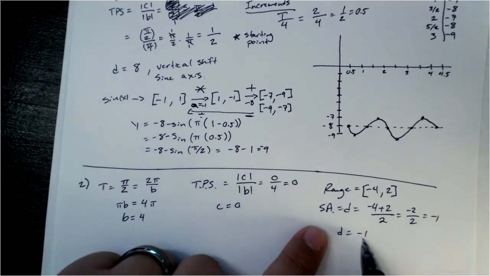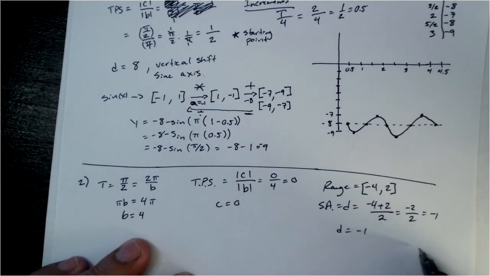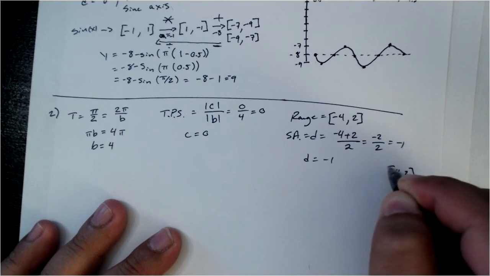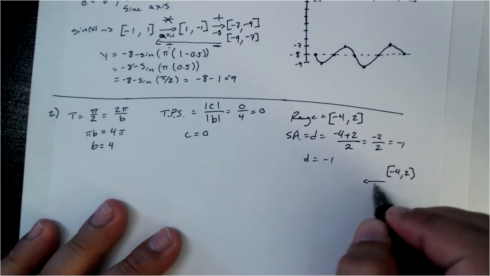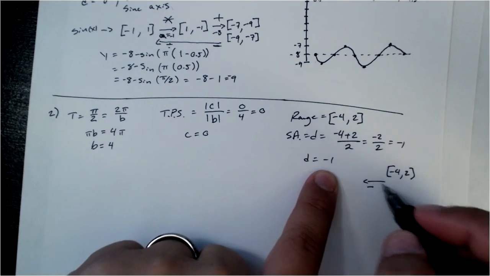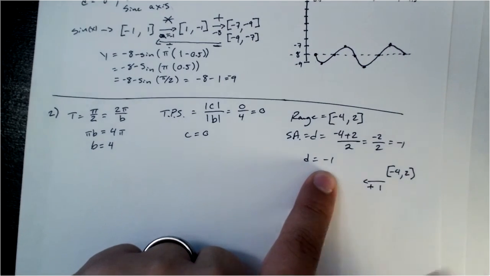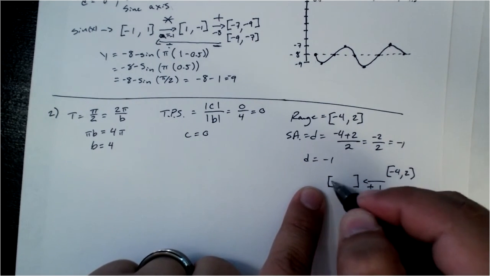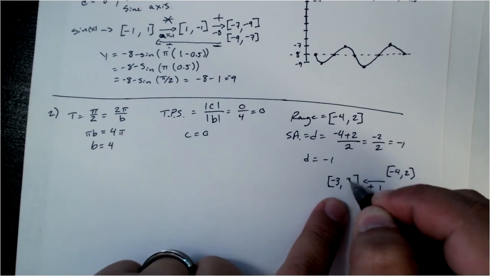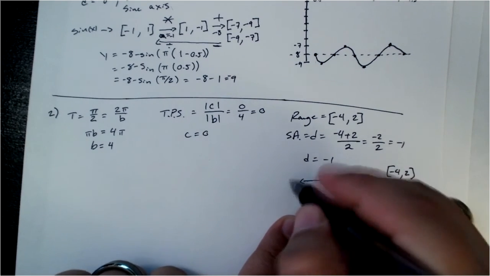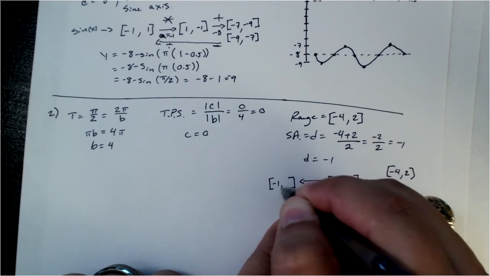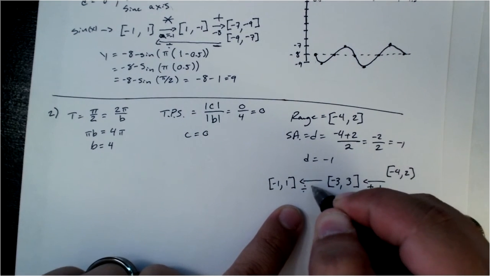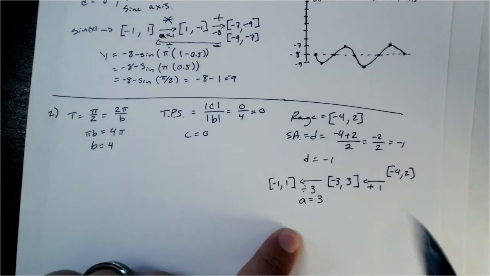Okay, so let's start out with the range. We're going to do it this way so it's a little easier to see. We're going to start over here with -4, 2. And we said that if we're going the other way, we're going to subtract our D value. Since our D value is -1, we're going to subtract -1, which means we're adding 1. So we're going to end up with a range of -4 plus 1 is -3, 2 plus 1 is +3. So then the question is, how do I get from that one to -1, 1? Well, I think it's fairly obvious that we needed to multiply by 3, or in other words, divide by 3. So what that tells us is that A is equal to 3.